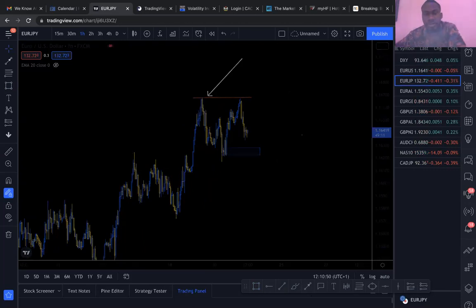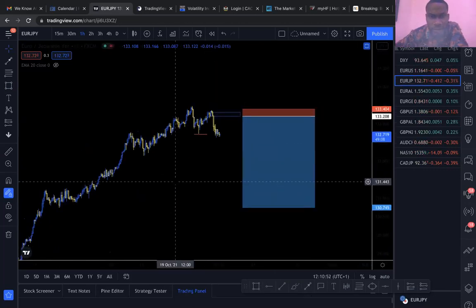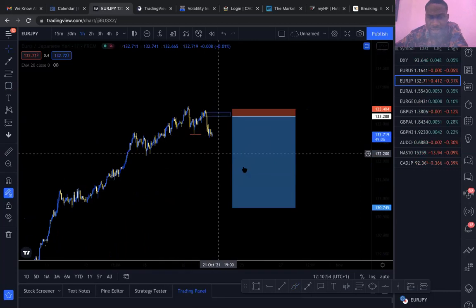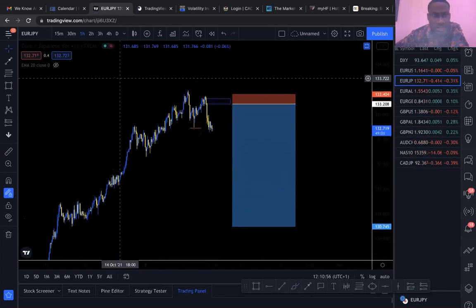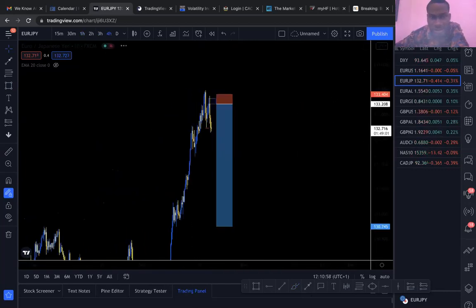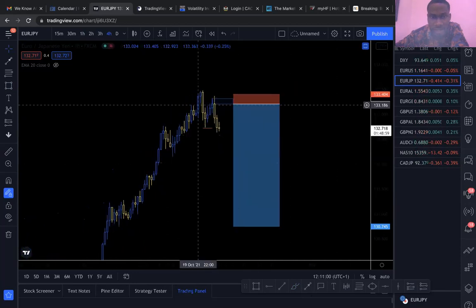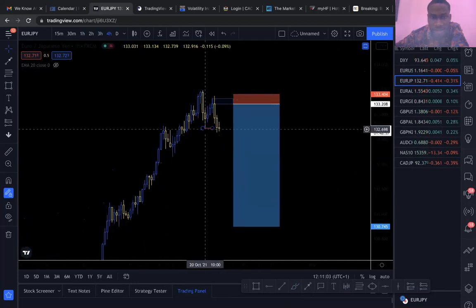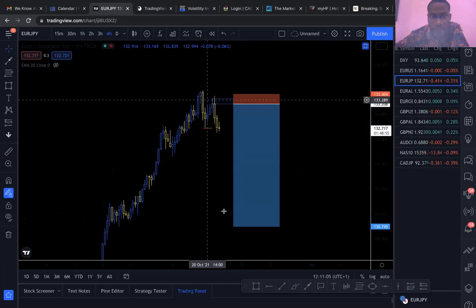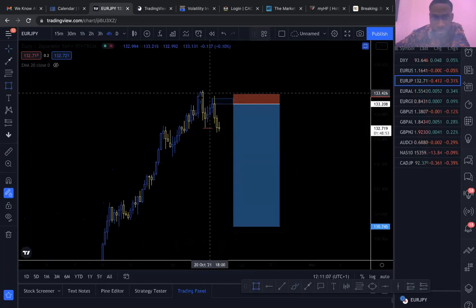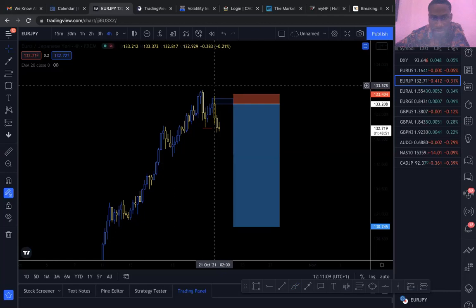So moving on to Euro JPY. Euro JPY, we broke a structure, as you can see right here. So this might just be the beginning of a reversal on Euro JPY. Moving on to the 4 hour time frame, you can see that sweet, strong candle that engulfed, run down. We came back to test the supply candle right there, and we came all the way down.